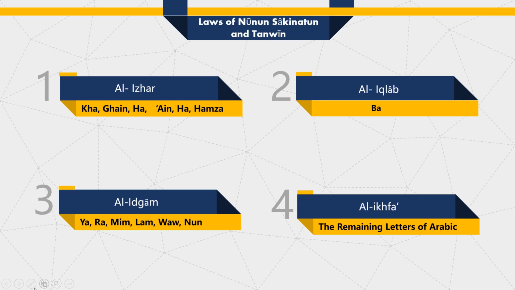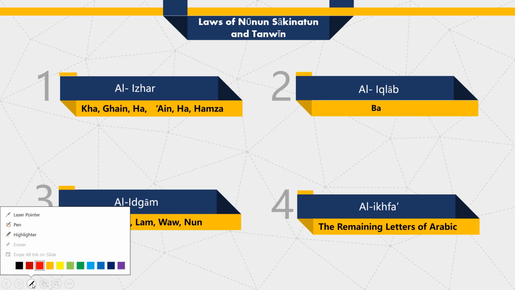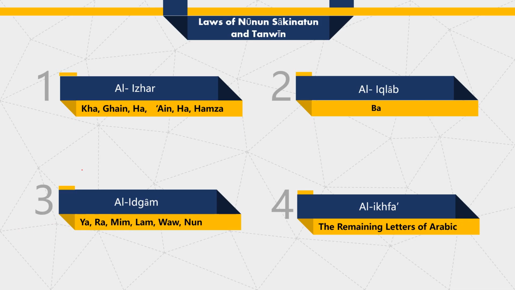So as I was saying, let me take out a pointer so that you can see what I'm saying. So when we are talking about Nunu Sakin and Tanwin, there are four rules guiding them. This is the first one. We are talking about Izihar. Under Izihar, we have the letters of the truth there. We have Kha, Ghain, Ha, Ain, Ha, and Hamza.